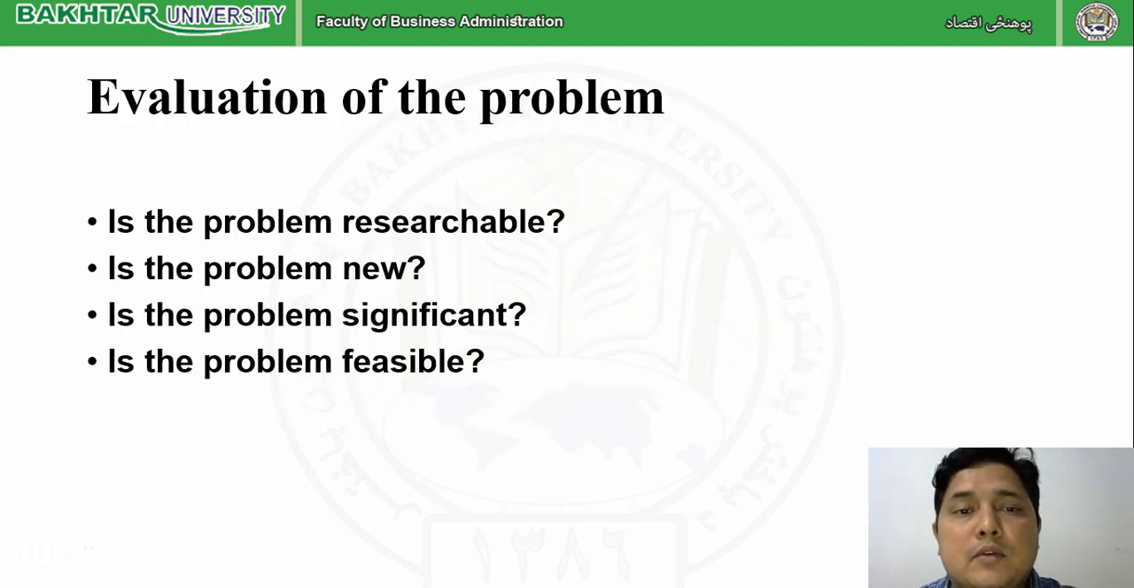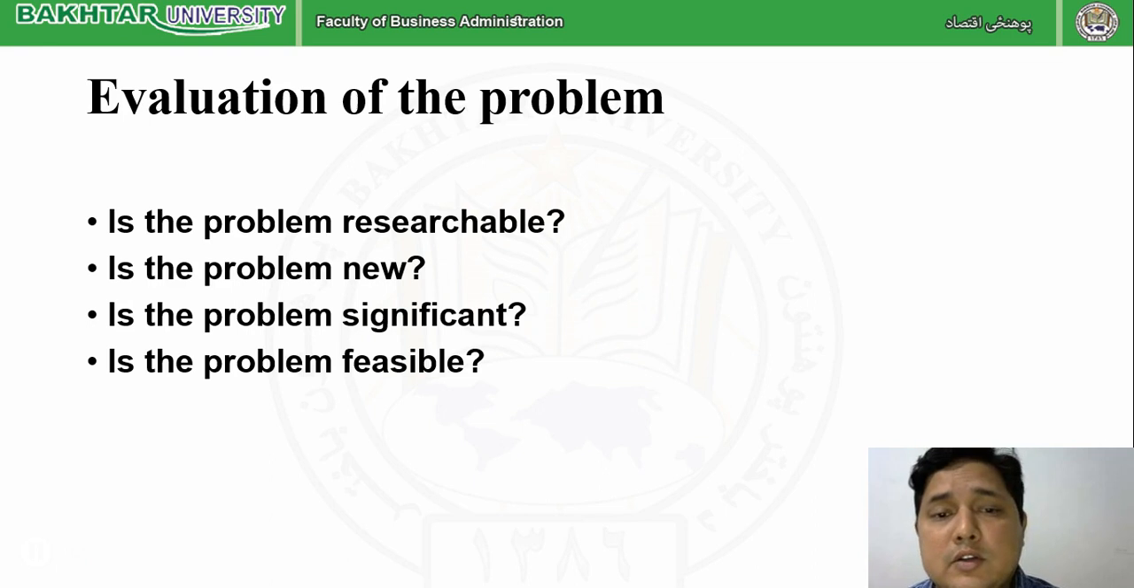Evaluation of the problem means, okay, the problem is there, but is the problem researchable? Because there is a limitation for everything. Maybe the limitation is the researcher's limitation. Maybe he doesn't have that much knowledge, so it may not be researchable for him. Maybe he doesn't have that much time or cost, so it may not be researchable. Maybe that problem is over-researched, so whatever the expected solution, negative, positive, neutral, or anything extra, is already available, so there is no need to go ahead.